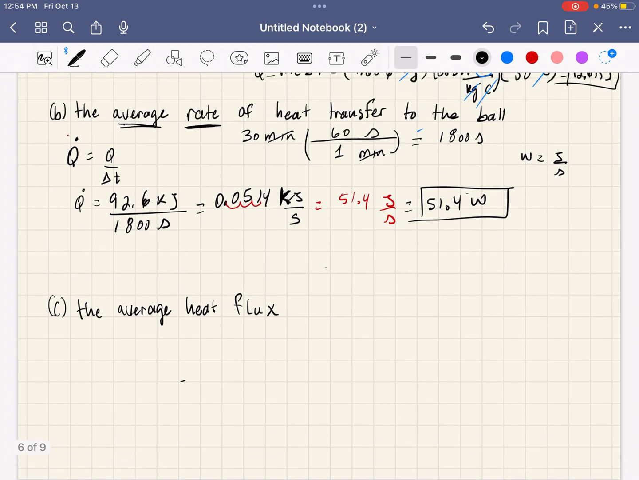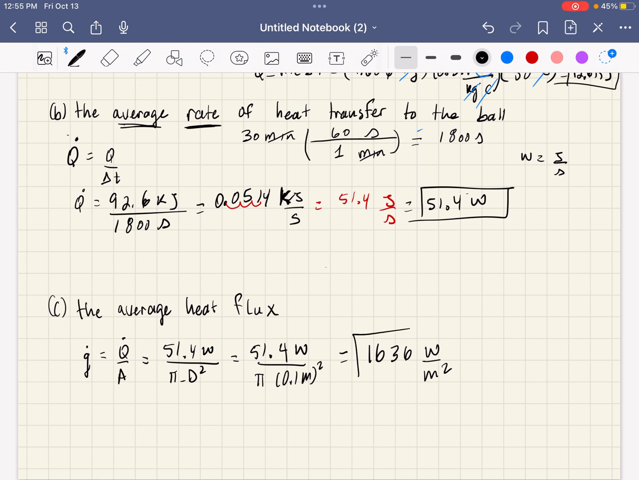Now the last part, we are being asked to find the average heat flux. Okay, now for this part, we're going to take what we just found and divide it by the area. So for heat flux, we use lowercase q dot, and that is going to be q dot over area. Okay, which is 51.4 watts, and the formula that I'm going to use for the area is just pi d squared. Okay, so if I do that, I have 51.4 watts divided by 0.1 meters raised to the second, or as my final answer, it will be 1636 watts per meter squared.